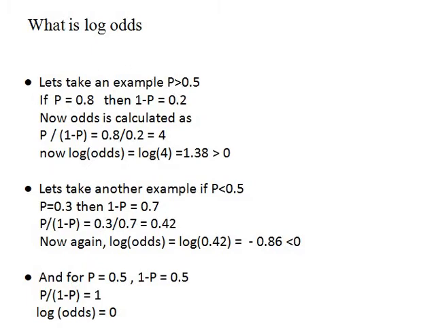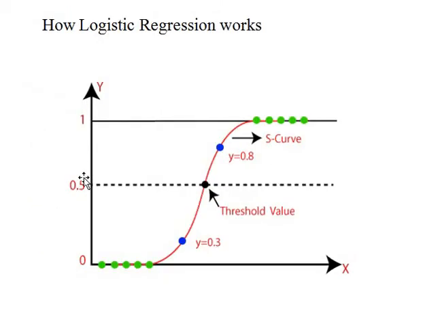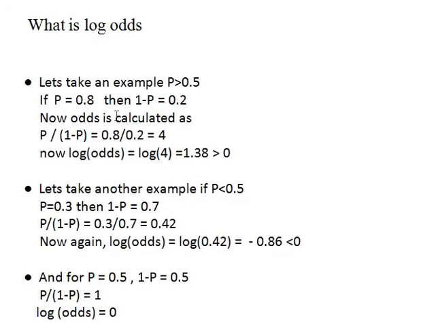When P is greater than 0.5, that is, between 0.5 and 1, let's see P is 0.8, and then 1 minus P is 0.2. What is the formula for odds, as we saw in our previous discussion? The formula for odds is P upon 1 minus P, which equals 0.8 by 0.2, which equals 4. Now we calculate log odds. Log odds equals log 4, which is 1.38, which is greater than 0.